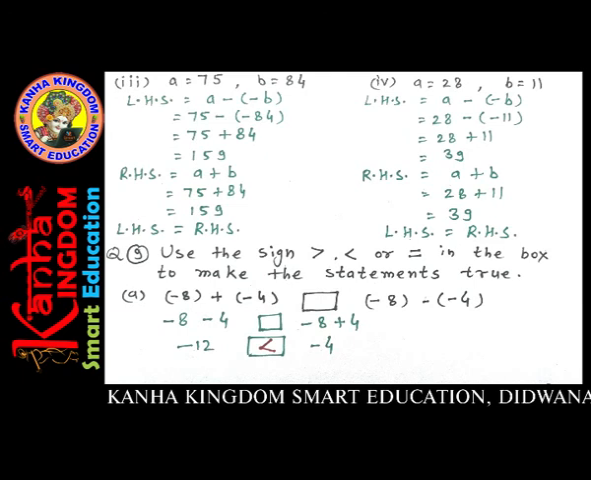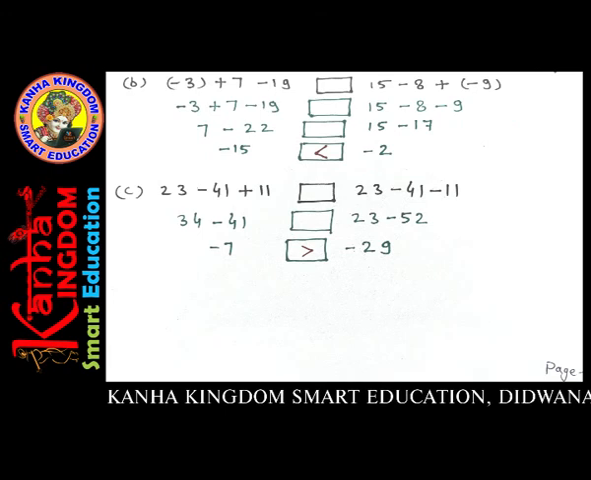Left hand side answer is -12, right hand side answer is -4. -4 is larger, so -12 is less than -4. Second question. -3 plus 7 minus 19.